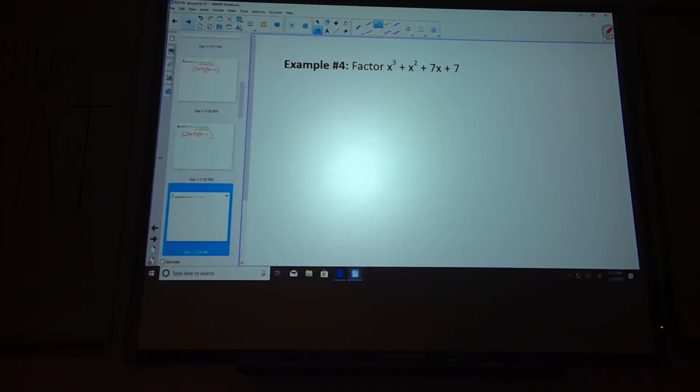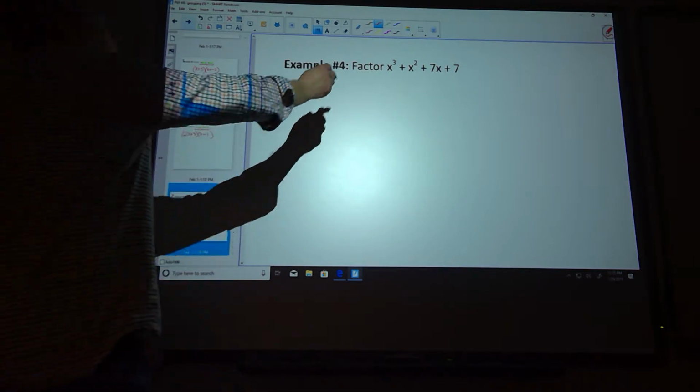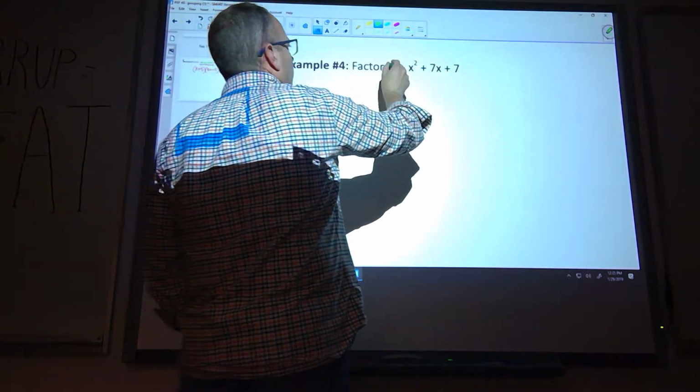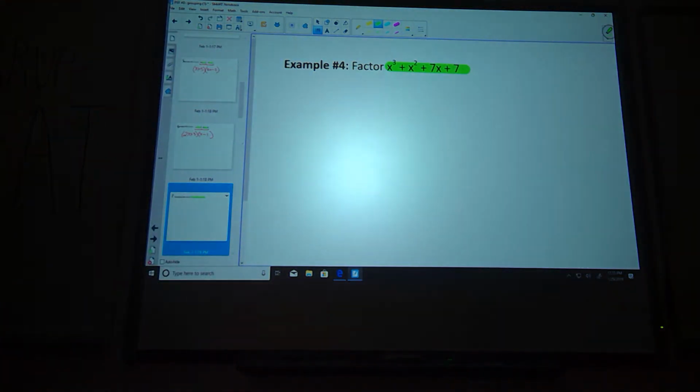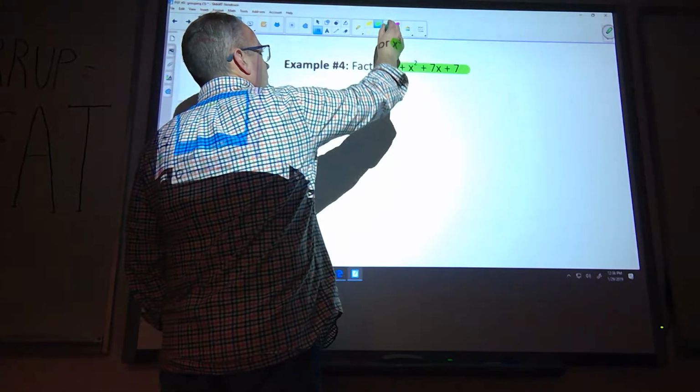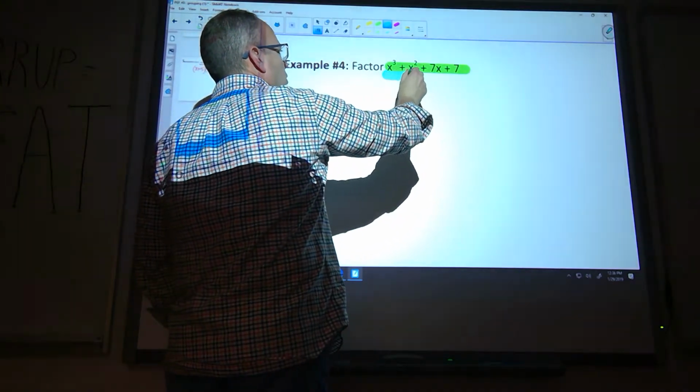Okay. This one we don't have something already grouped together. Agree? But how many terms does it look like I have right here? 4. Right? I have x to the third, that's a term. I have x squared, that's a term. I have 7x, that's a term. And I have 7. That's a term. So how you're going to approach this is when you have 4 terms, you're going to look at your first 2 terms.